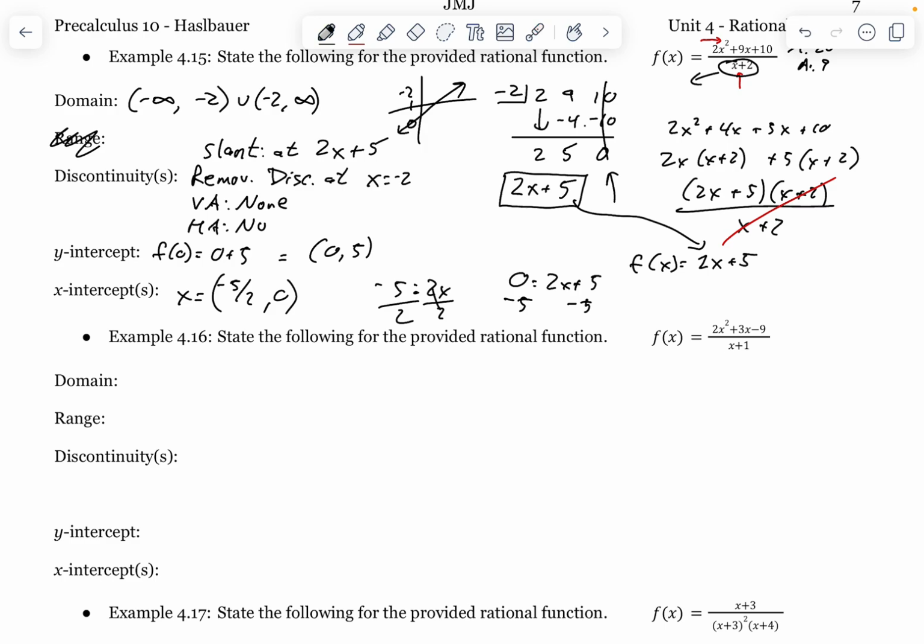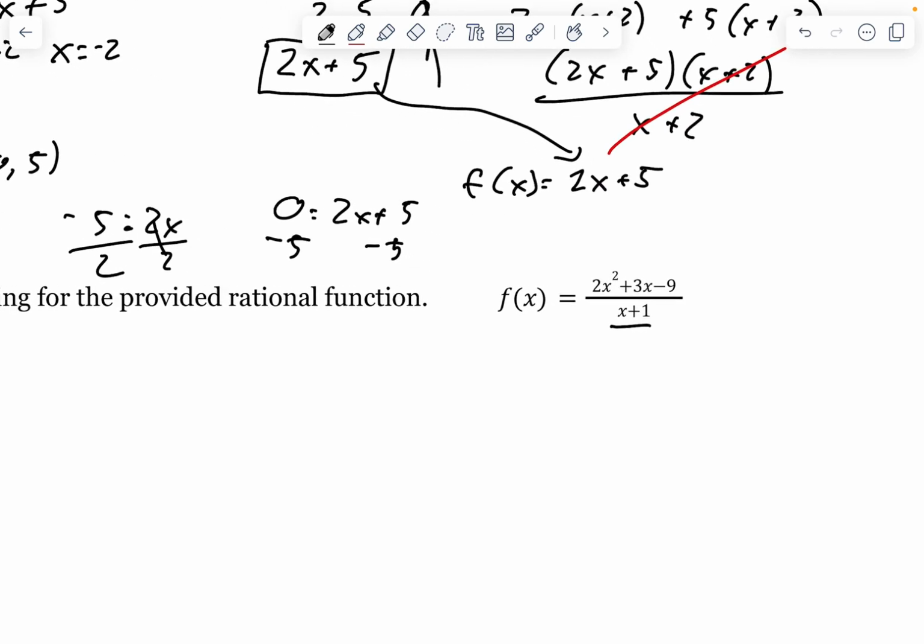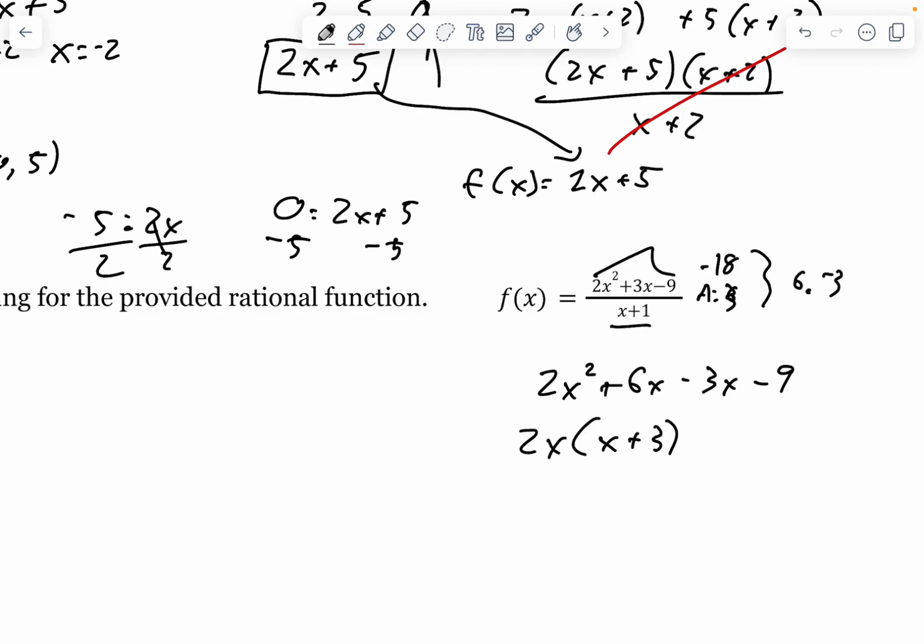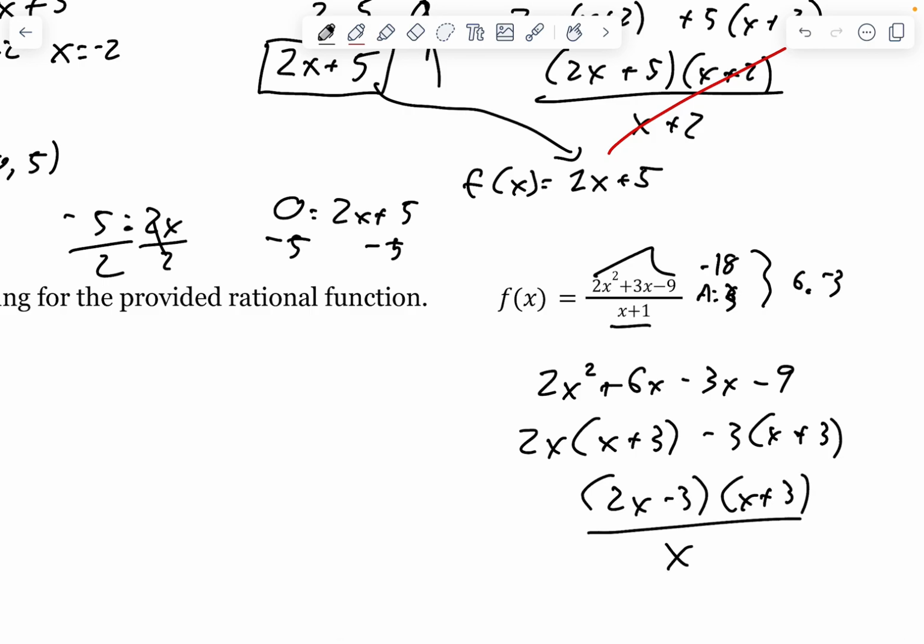My domain to start, I look at the bottom. I cannot be -1. Skip range for a second. Do I have anything I can cancel out? Not sure. Let's take a look. I'm going to factor this. -18 is what I'm looking to see what multiplies to that and adds to 3. I get 6 and 3, so plus 6x minus 3x minus 9. Take out a 2x. Take out a 3. 2x minus 3, and x plus 3 all over x plus 1.